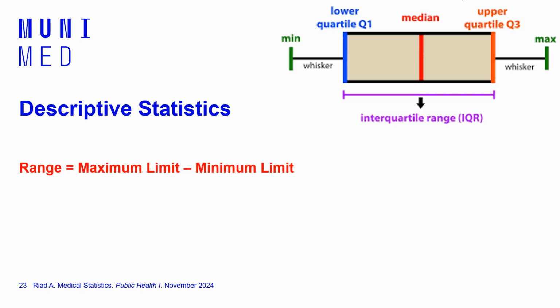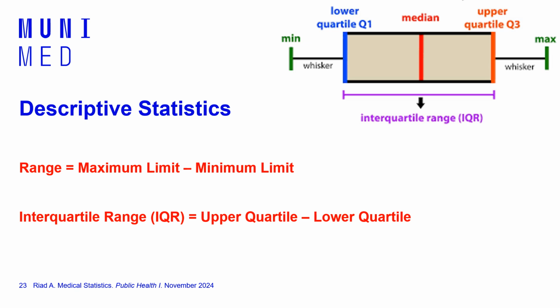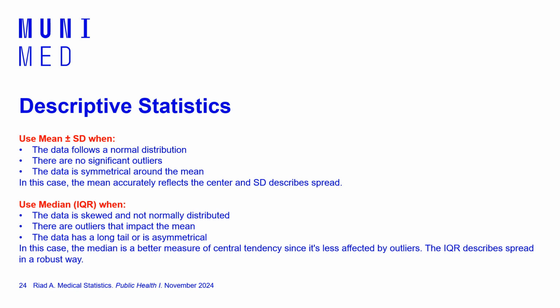The range, again, is the difference between the maximum limit and the minimum limit. However, we have another concept called the interquartile range, and this will be commonly combined with the median sometimes, as you will learn soon. This is the difference between the upper quartile and the lower quartile. So IQR, or interquartile range, is the difference between the upper quartile and the lower quartile, which is the 75th percent minus the 25th percent value.